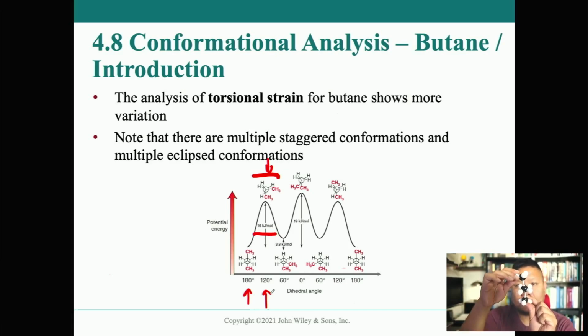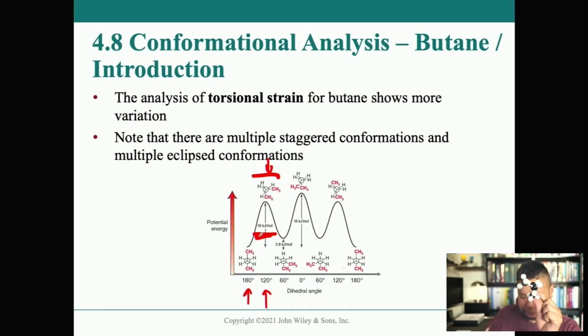But then when it goes to what we would think would be staggered, right? Something like that, right? There's actually some eclipsing occurring between the hydrogen in the back and the front methyl, right? And so that actually is the 16 kilojoules per mole cost when it does that, right? It's getting closer to the methyl group, right?